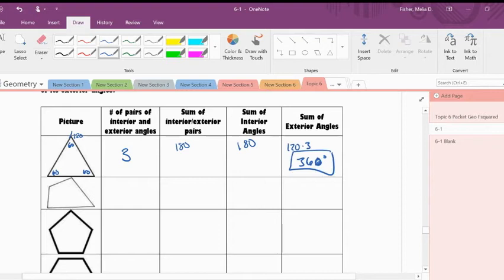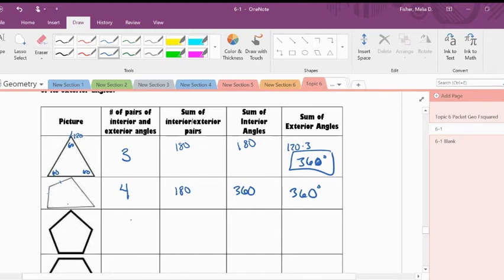360 degrees. This one will have 1, 2, 3, 4 sides, so that means 4 pairs, and each one will have to add up to 180. The sum of the interior angles is 360, so if this was a square, then each of those would be 90, 90. And the sum of the exterior angles is still going to be 360 degrees.